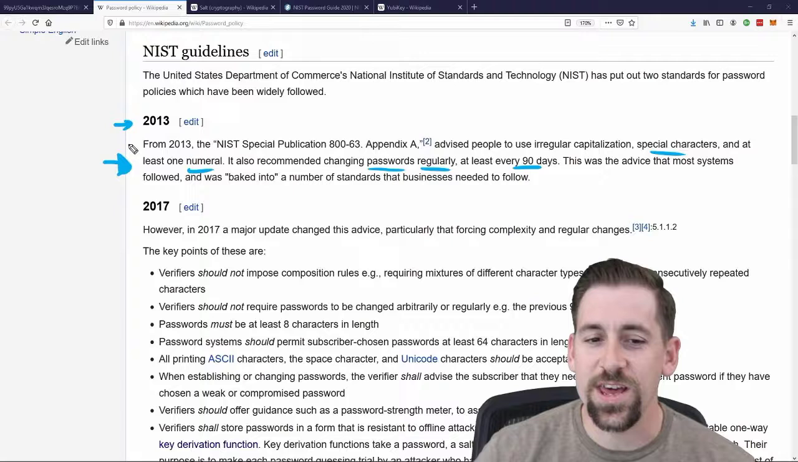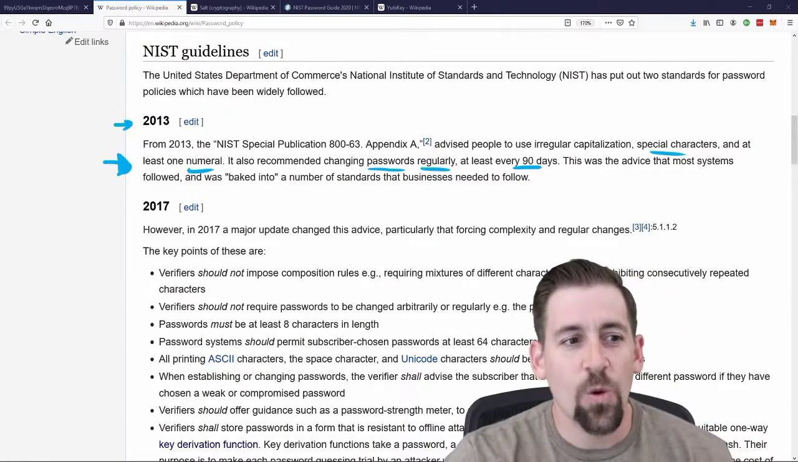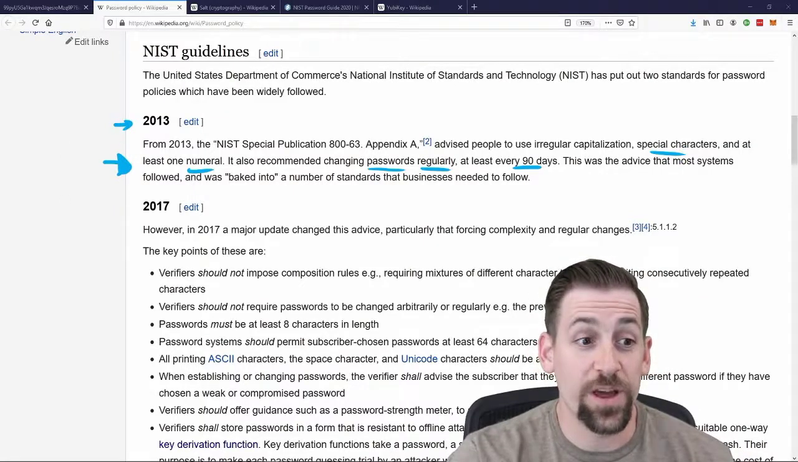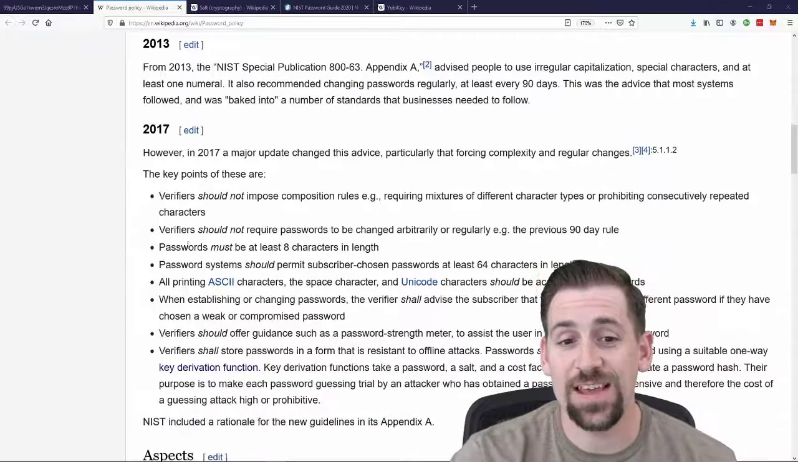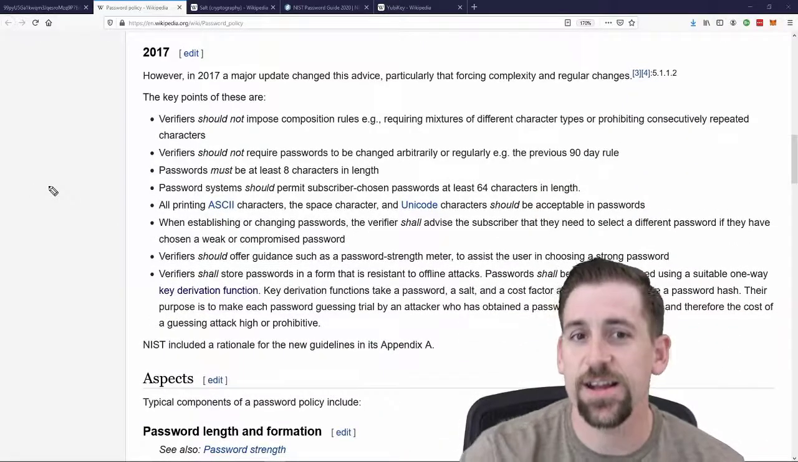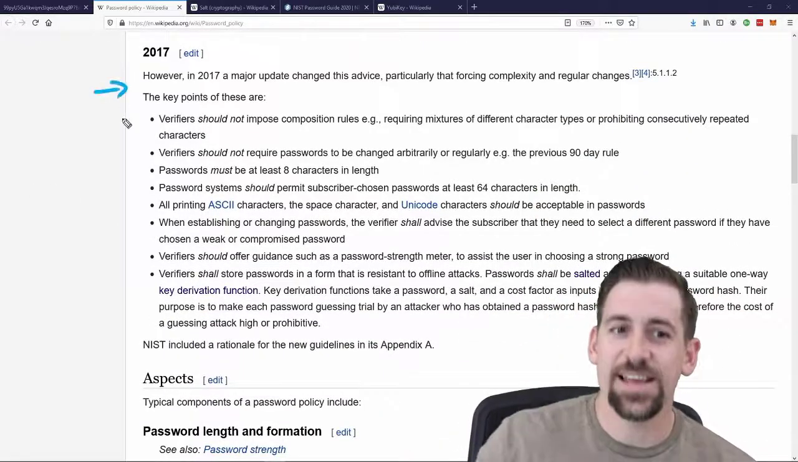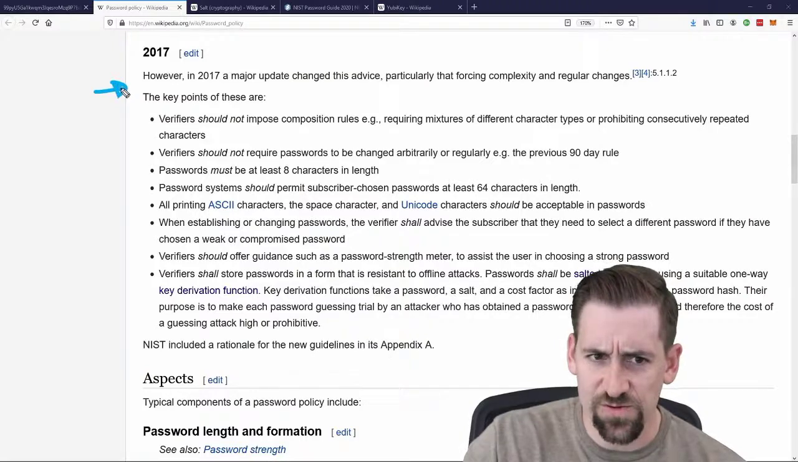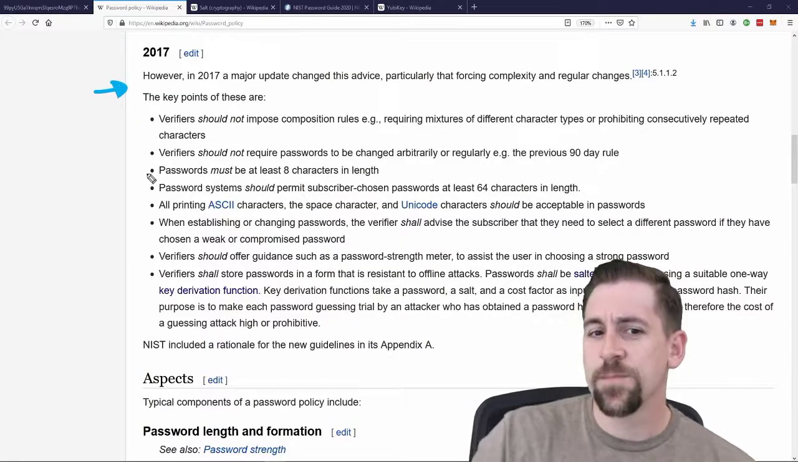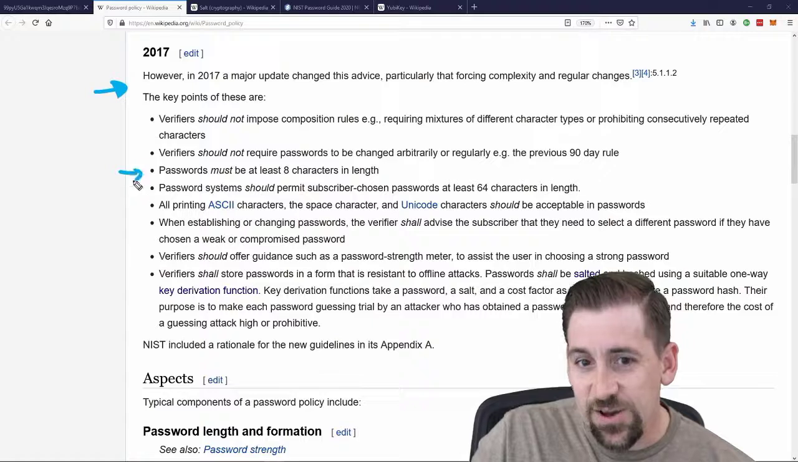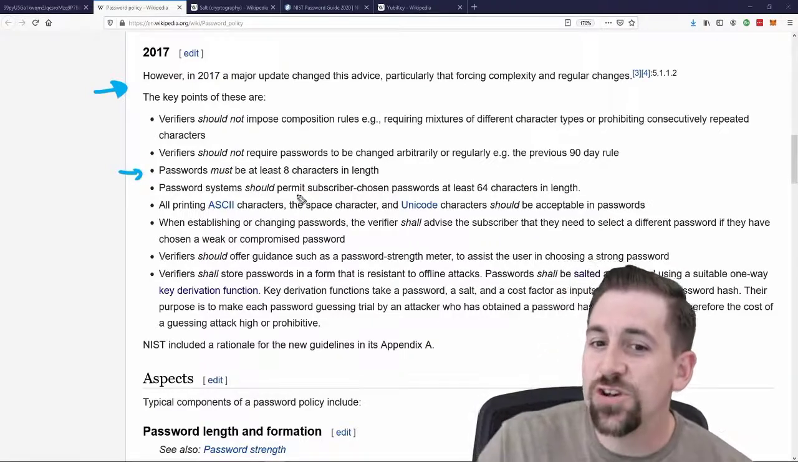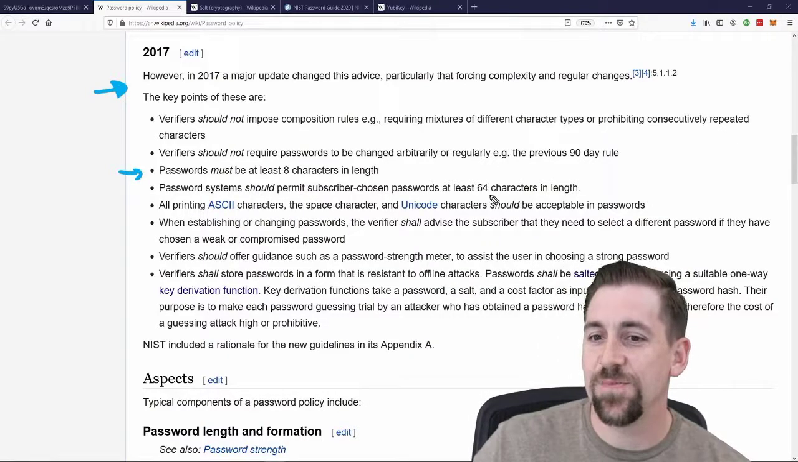So where have we gone then, right? What did NIST then say? Well, we agreed that we need to back off of these password change requirements, right? So in 2017, they did a major update, and they're still kind of revising these rules as well, right? But password lengths must still be 8 characters. The system should permit subscriber-chosen passwords up to 64.